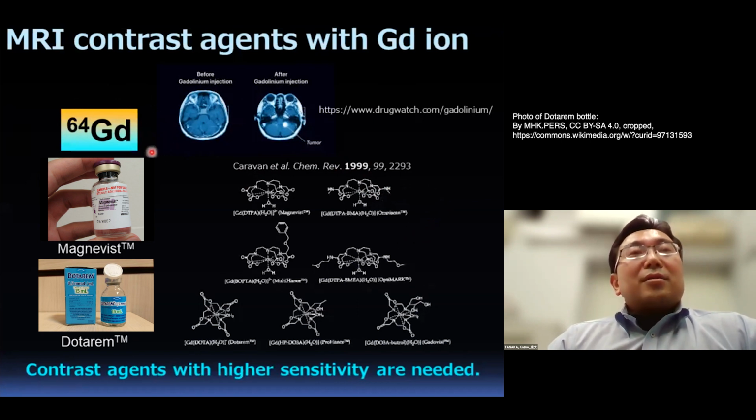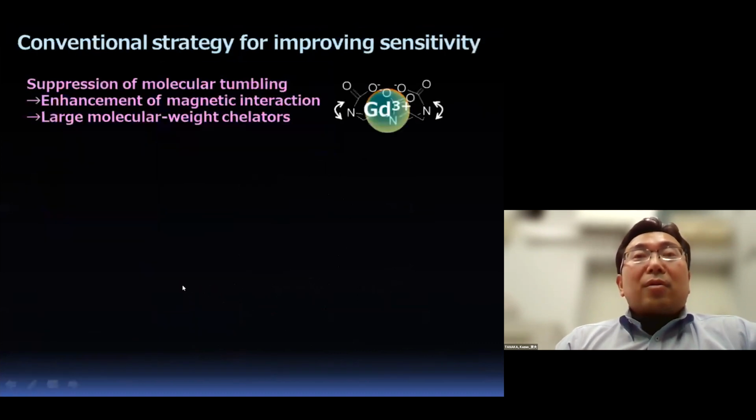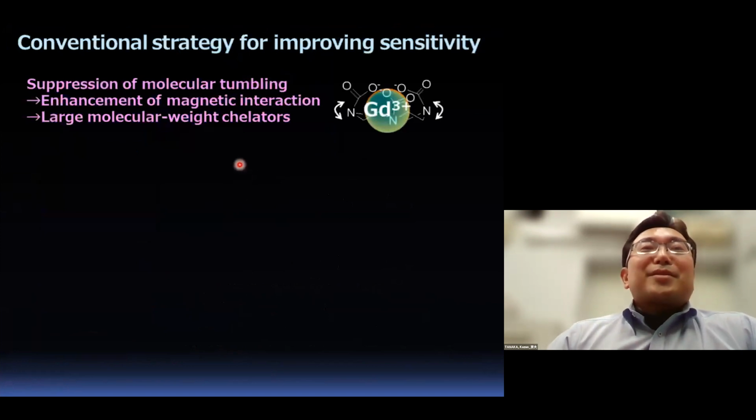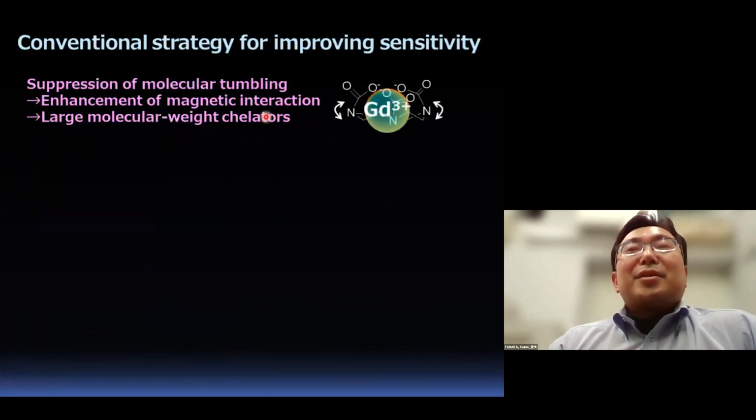But gadolinium ion has intrinsically relatively high toxicity, and there is still a requirement for improving the sensitivity by changing the chelators for gadolinium ions. And so, this is the basic concept for improving the sensitivity of gadolinium ion type MRI contrast agents.